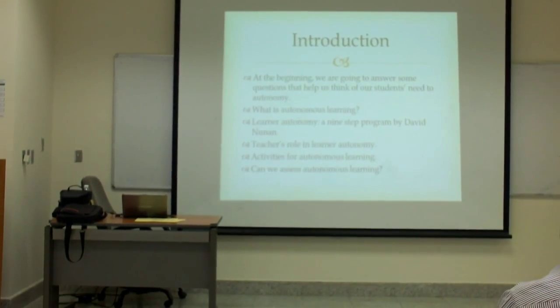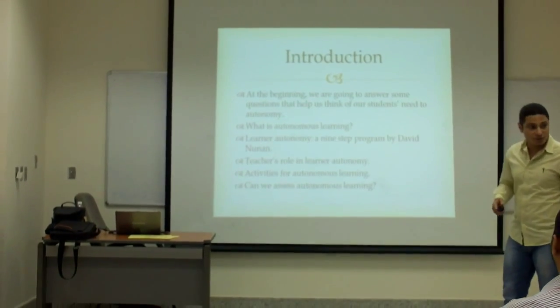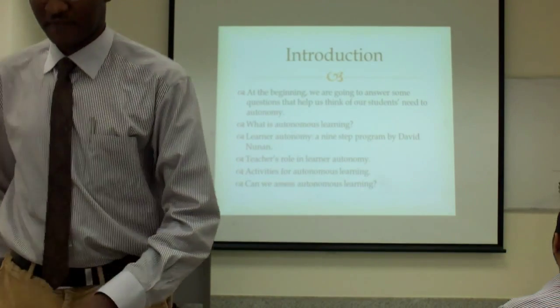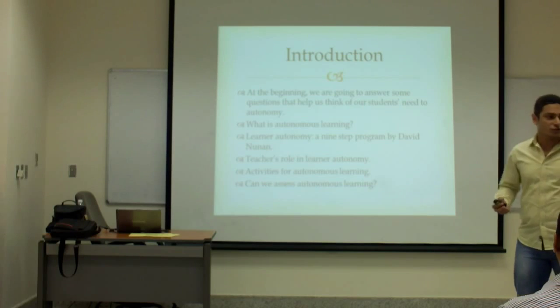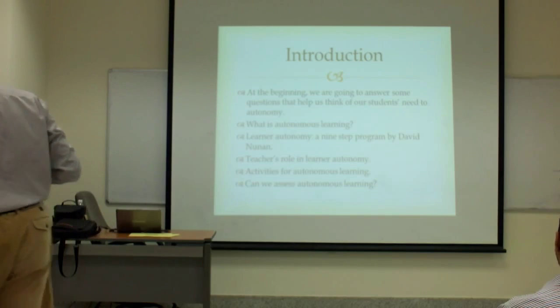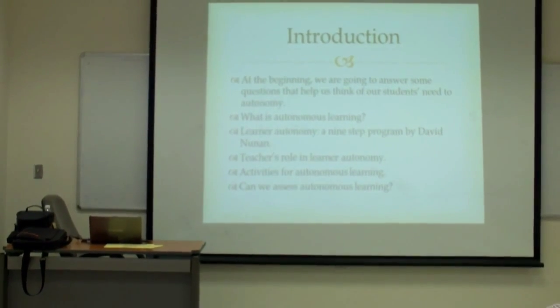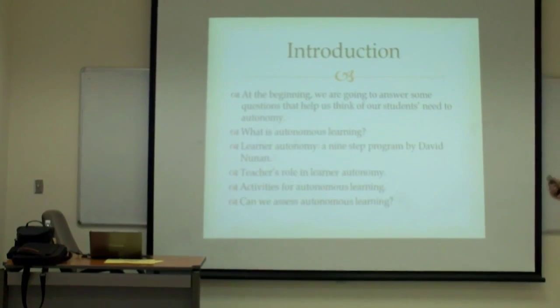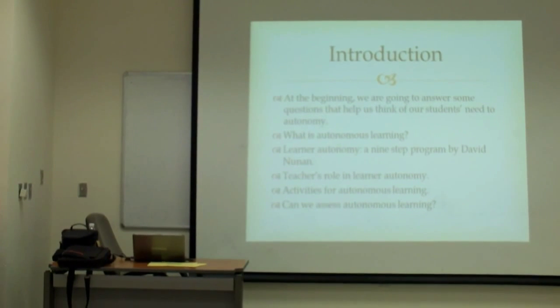So these are the main points that we are going to cover today. As I told you at the beginning, we are going to have questions to help us think of our students' need for autonomy. The next part will be a definition: what is autonomous learning? And of course, we're going through some different writers who introduce the topic from different points of view. And then David Newman suggested a program. This program contains 9 steps to learner autonomy and what should be done in each step.